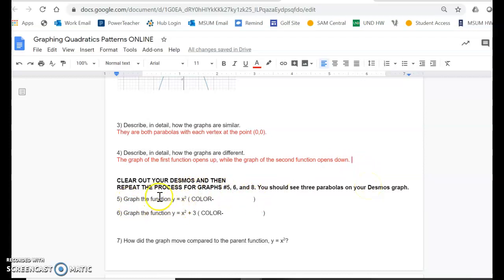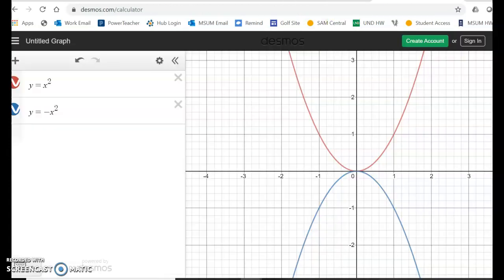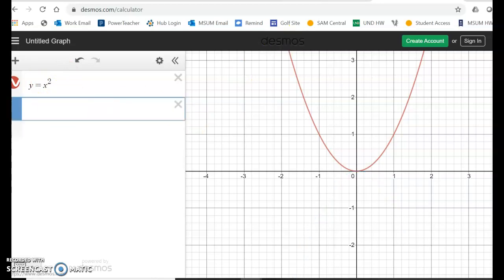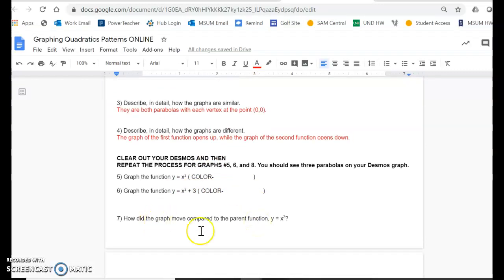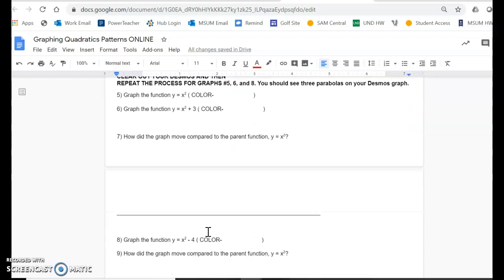Here it says graph the parent function again. So again, I'd go back to Desmos. I'd probably clear these out, although the parent function stays the same. So I'm just going to clear out this other one. And then it says graph y equals x squared plus 3. You'll say what color that is. It says how did the graph move compared to the parent function.